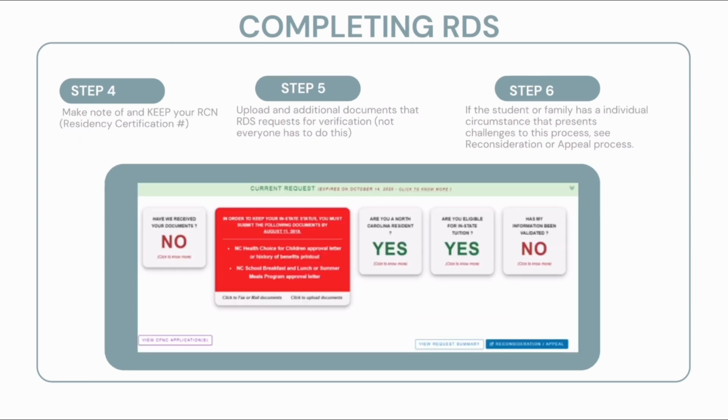Next, make sure that you keep your RCN number somewhere safe. Make a note, add it to your phone, or write it down somewhere for the future. Upload any additional documents that RDS requests for verification. Not everyone has to do this, so if you see this little box, then you do have to submit some required documents. In step 6, if a student or family has an individual circumstance that presents a challenge for this process, see the reconsideration or appeal process, and we will cover this next.